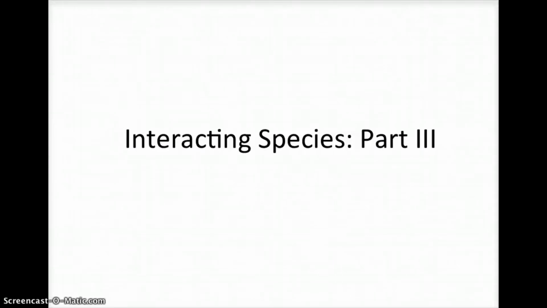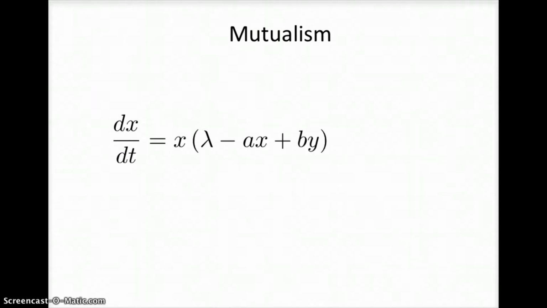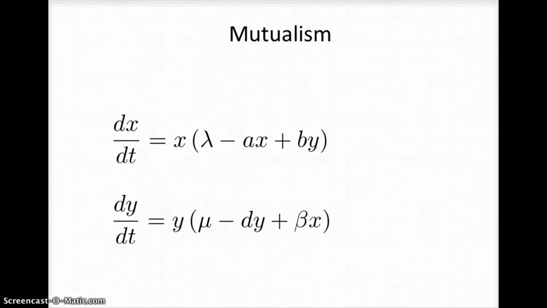This is part 3 of 3 in our discussion about interacting species. We're going to review the mathematical model describing mutualism between two species. This is a scenario in which both species receive mutual benefit from their interactions. A typical example of a mutualistic relationship is a plant-pollinator system. So here are the equations.